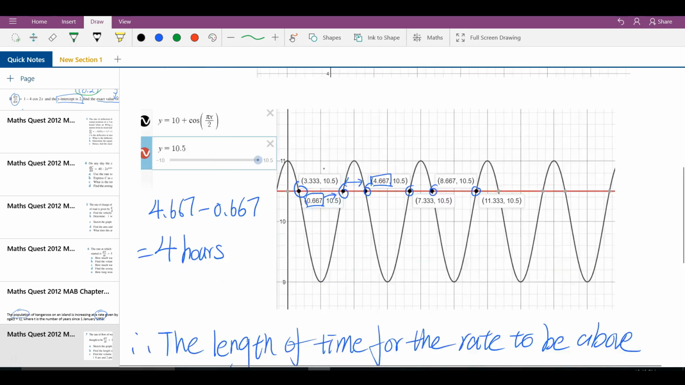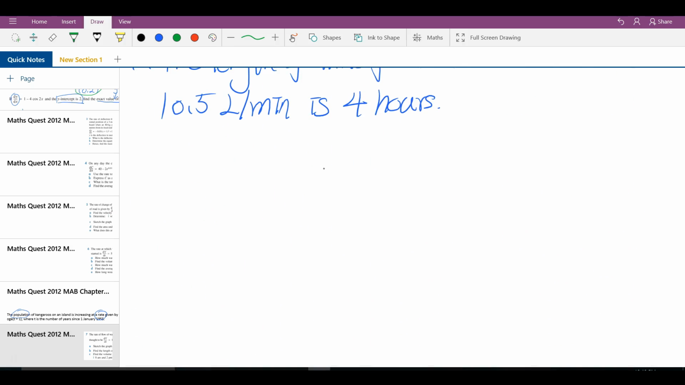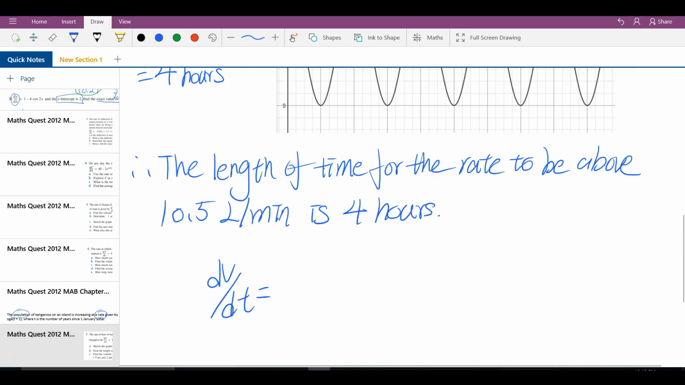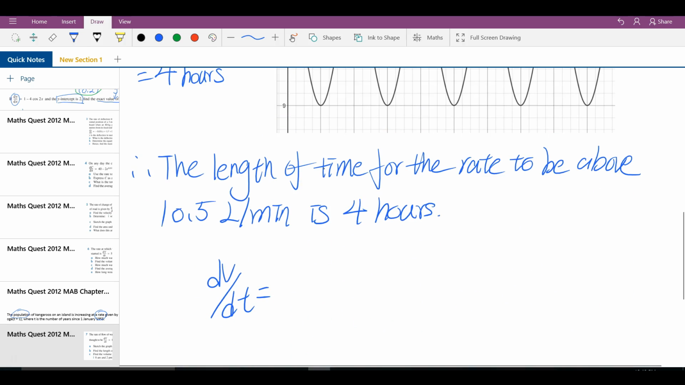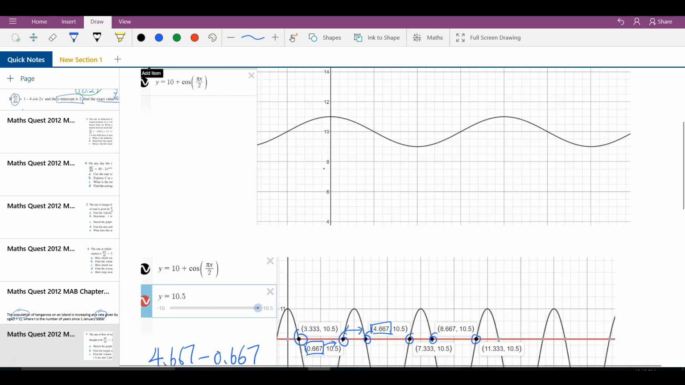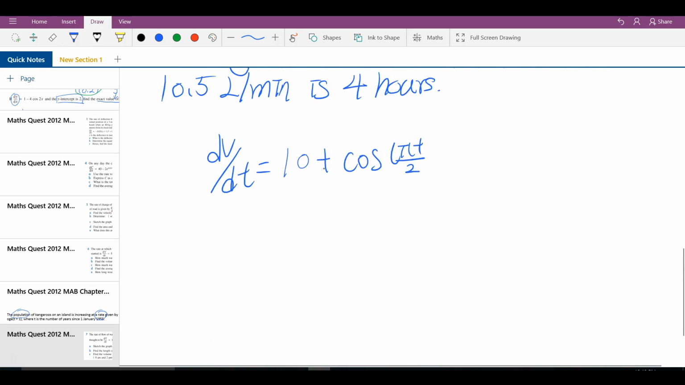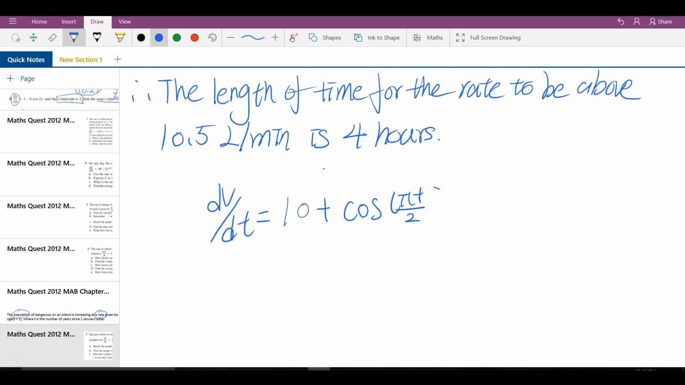Let's just do that first. Let's copy down the function. dV/dt is equal to 10 plus cosine of pi t over 2. I believe it was over 2. Yep, over 2. And let's integrate both sides.